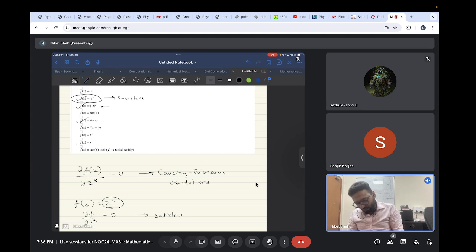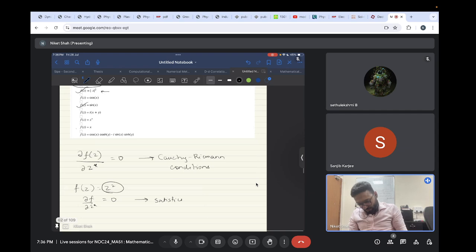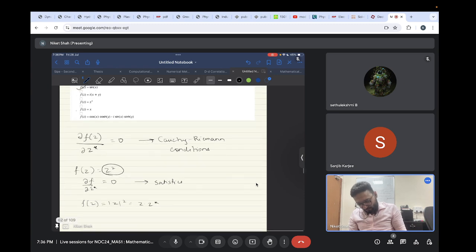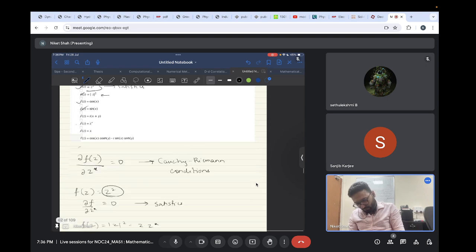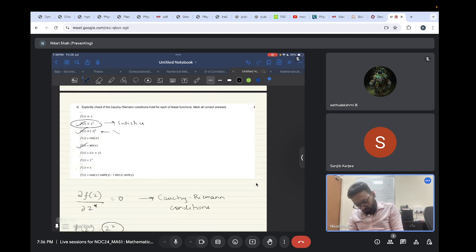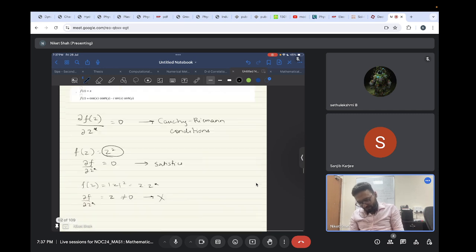What about mod z square? So when f of z is equal to mod z square, this is basically z into z star. So del f by del z star is equal to simply z, which is not equal to 0. Hence, does not satisfy. Doesn't satisfy. This one I'll put as a tick mark maybe. It satisfies.